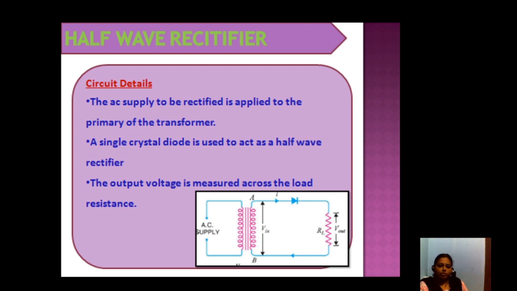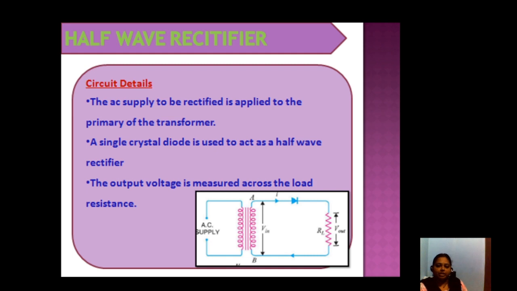The AC supply to be rectified is applied to the primary of this transformer. A single crystal diode acts as a half-wave rectifier. Here the rectifying action is done by this diode. We know that the diode has the ability to conduct when it is in forward bias and it does not conduct when it is in reverse bias. This property of the diode makes it act as a rectifier.